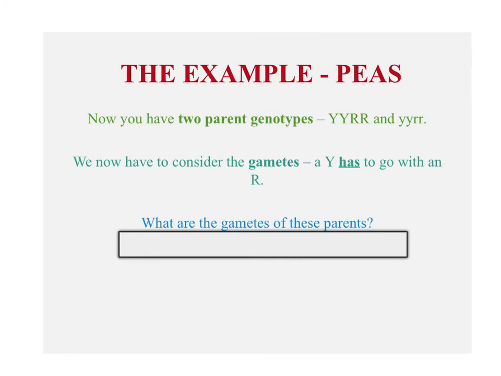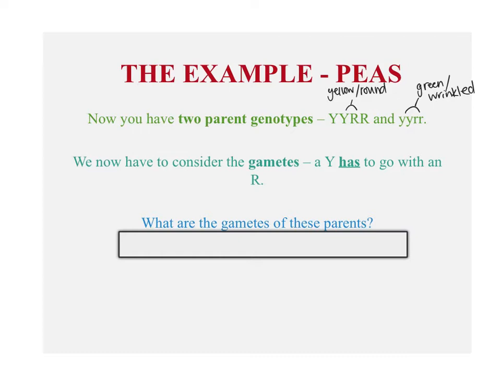Okay, so now I've got two parents. I know their genotypes. I know that this doubly homozygous dominant P is yellow and round, and I know this doubly homozygous recessive P is green and wrinkled.